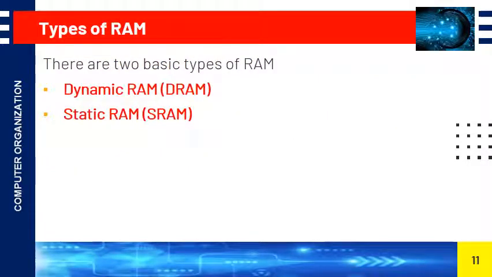Next, types of RAM. There are two types of RAM: dynamic RAM and static RAM. Dynamic RAM is the common type and it needs to be refreshed frequently, whereas static RAM needs to be refreshed less often, which makes it faster. And static RAM is more expensive than dynamic RAM.